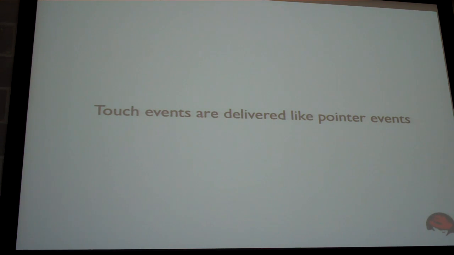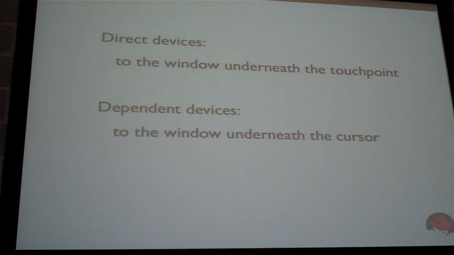It works for direct touch devices. Wherever you click, the window underneath will get that event. For dependent touch devices, so touchpads, the window that gets the event is always the one underneath the cursor. So if you move with your touchpad somewhere, you move into a window and then you use 4 fingers on your touchpad to swipe, all those 4 fingers will actually go to that window that currently has the cursor. As I said.